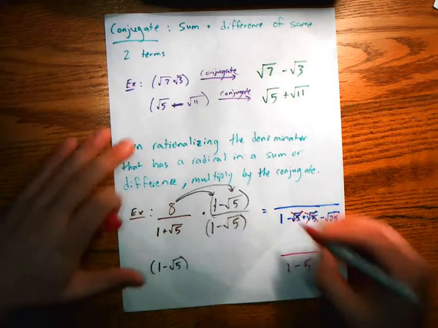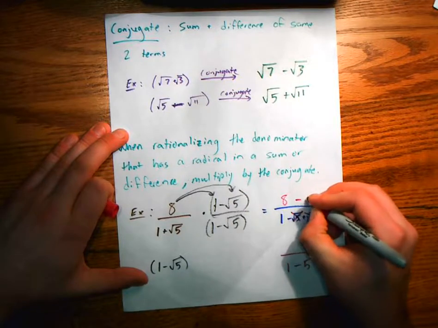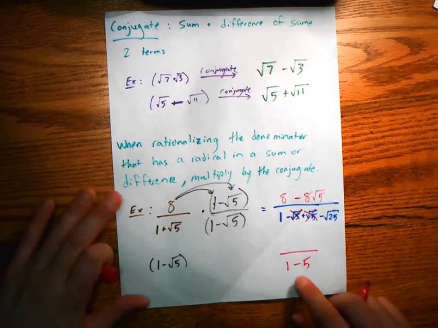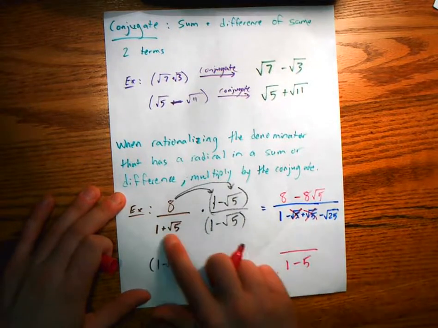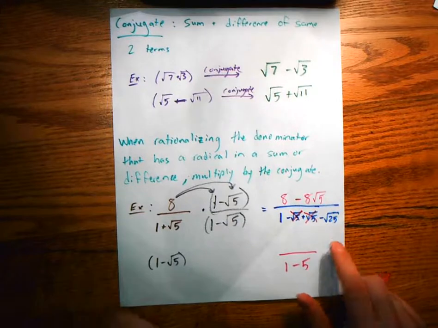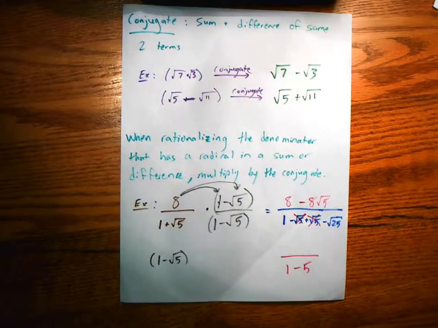Now you could continue with the top. 8 times 1 is 8, and 8 times negative square root of 5 is negative 8 square root of 5. And then you keep reducing that way, but this action right here, multiplying by the conjugate, eliminates the radical denominator because you create a perfect square at the end, and then you cancel out those two in the middle. That should happen every single time when you're multiplying by the conjugate.